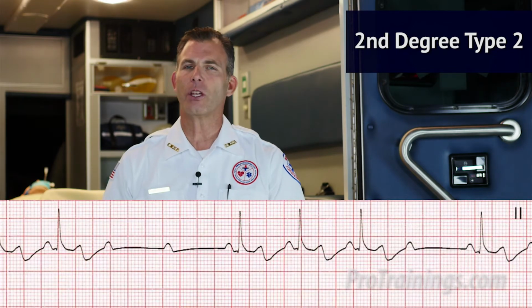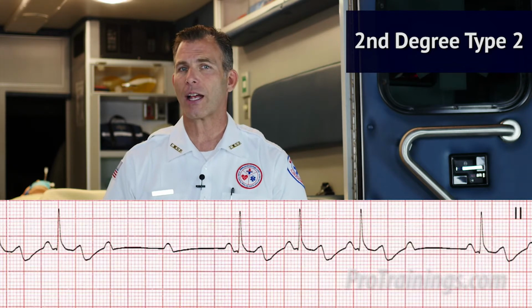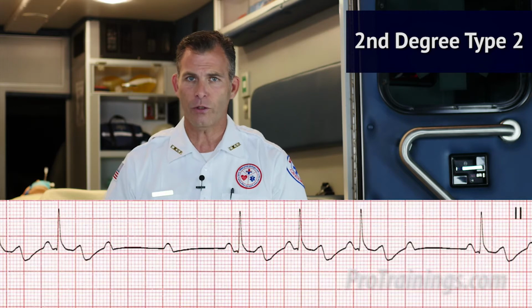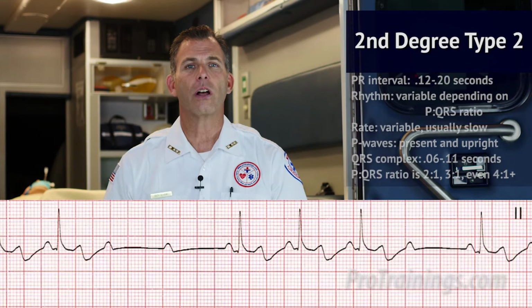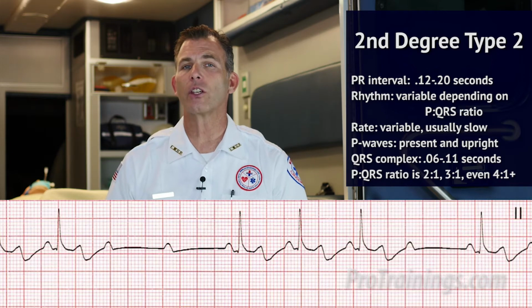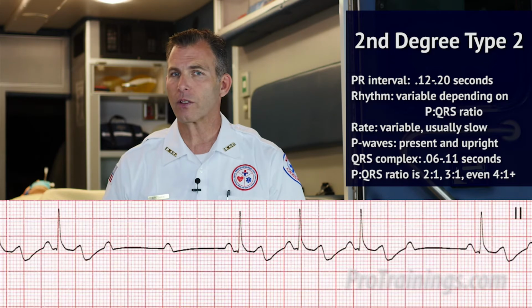Now the third type is called Second Degree Mobitz Type 2 and usually occurs when the heart block is below the AV node. Characteristically, the ECG appears to have intermittent blocks where some P waves do not have QRS complexes following. There is no elongation of the P to R interval. In this case of the Type 2 heart block, the rhythm is variable depending on the P to QRS ratio. The rate is variable but will usually be slow.